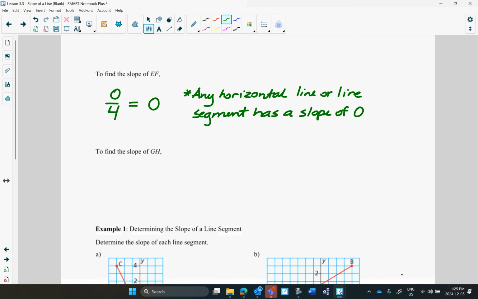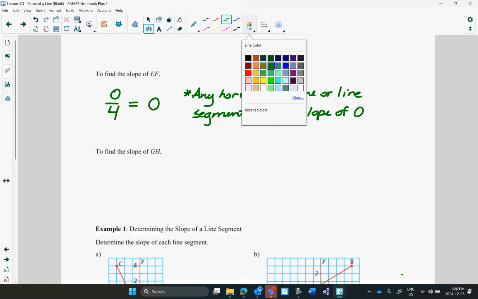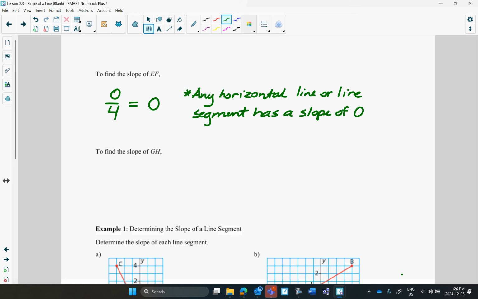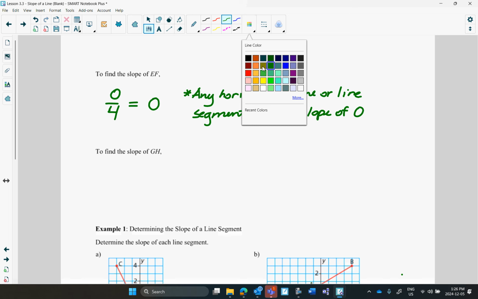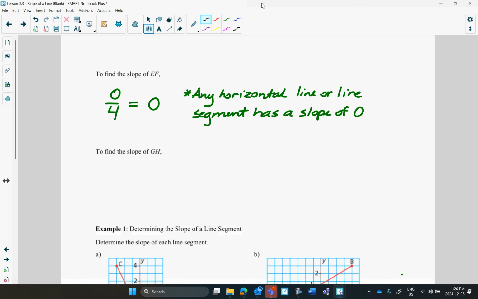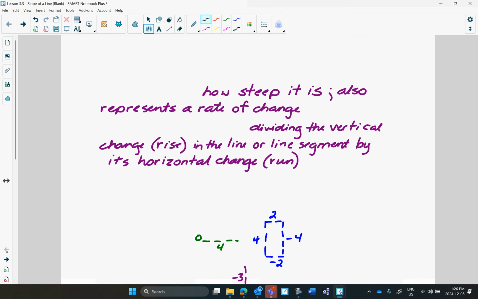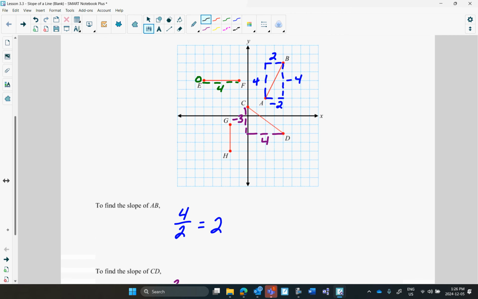And finally, I need to pick a new color here. Pick one. Let me pick a new color. So we'll try it this way. This one. GH.